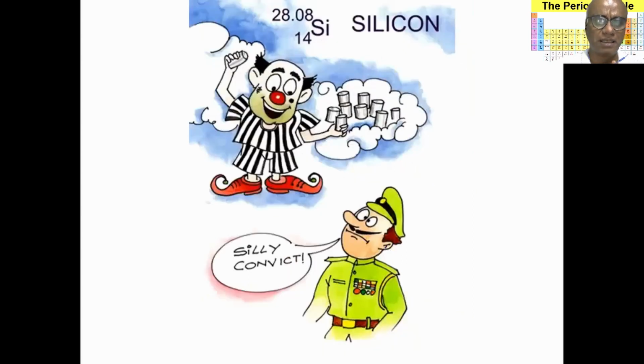Who is throwing these aluminum cans? A silly convict. The 14th element is silicon, or silly convict, who is throwing all the aluminum cans.